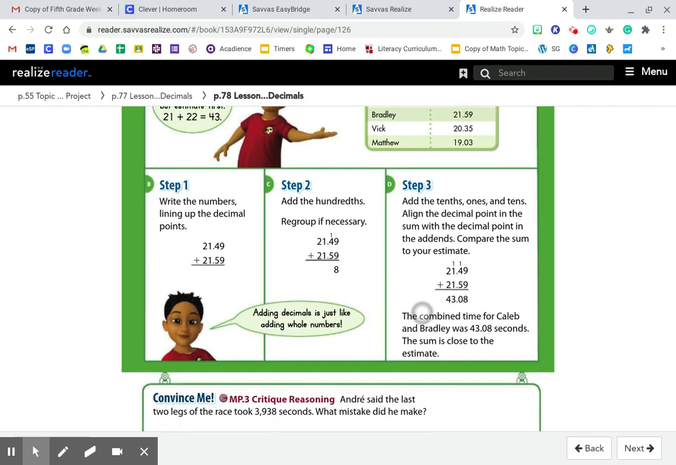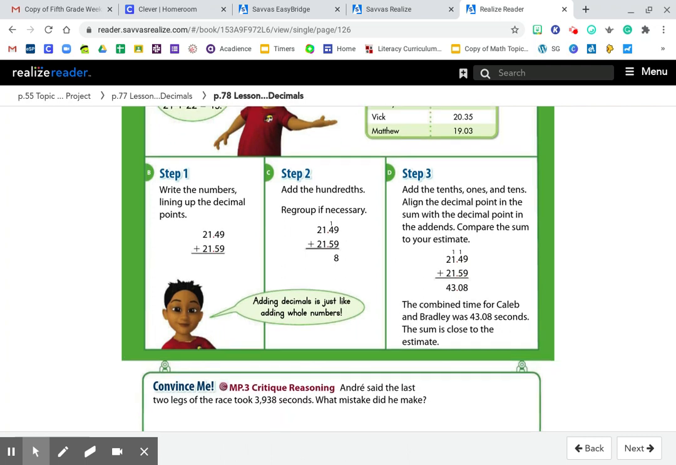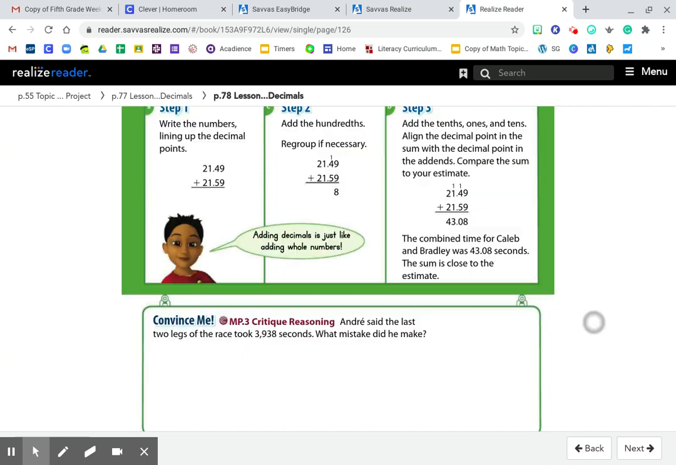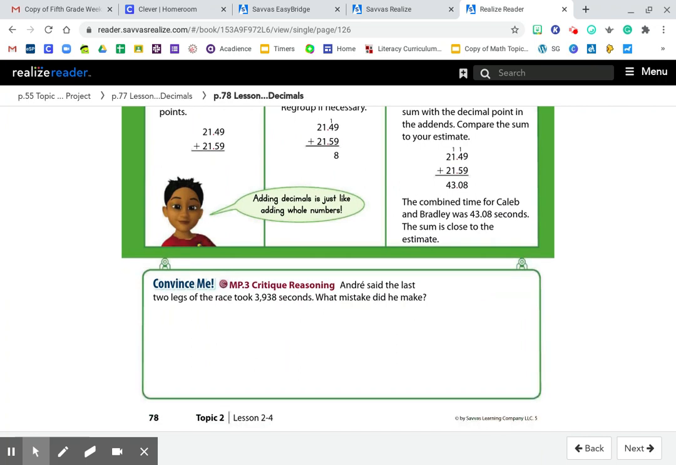Compare the sum to your estimate. And it's really good to estimate before you do anything in math. It gets your brain going so that it has a sense of what the right answer would be. So if you're estimating 21.49 plus 21.59, you could say 21 plus 21 is 42, so you know the answer is going to be around 42. When we check our answer, it is around 42. That's comparing the sum to your estimate. So that looks good. Andre said the last 2 legs of the race took 39.38 seconds.